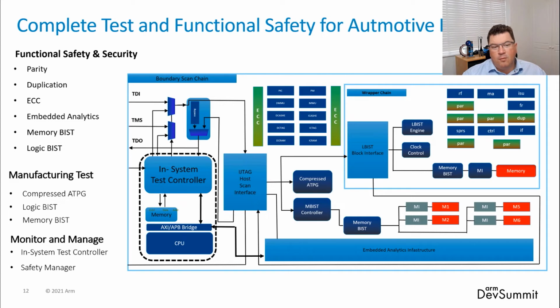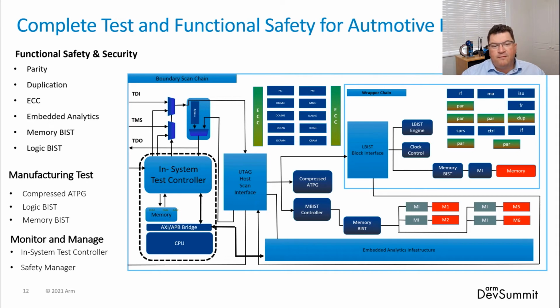First of all, we've got functional safety. Here you can see on this block diagram of a typical device, we have a number of different functional safety mechanisms. We've got logic such as parity, logic duplication, ECC for memories, and even embedded analytics and test structures such as memory BIST and logic BIST, all of which can be used as functional safety mechanisms and monitored whilst the device is in functional mode.